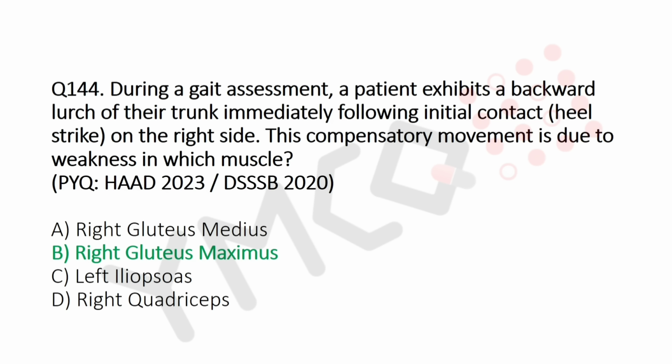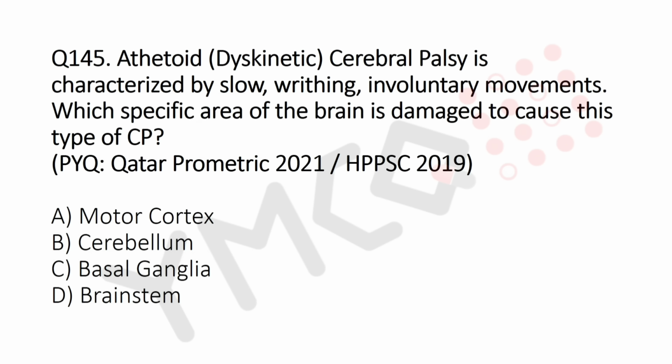Now let's move to question number 145. Athetoid or dyskinetic cerebral palsy is characterized by slow, writhing, involuntary movement. Which specific area of the brain is damaged to cause this type of CP? Option A, motor cortex. Option B, cerebellum. Option C, basal ganglia. Option D, brainstem.